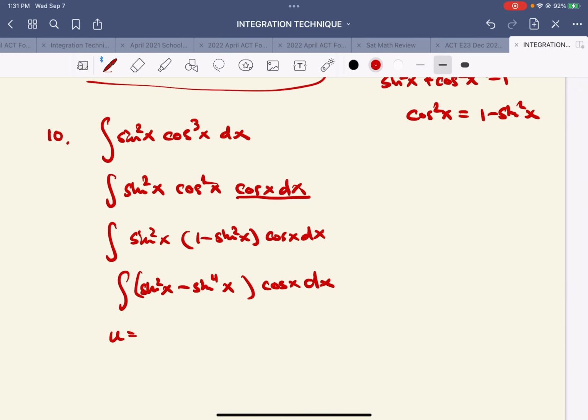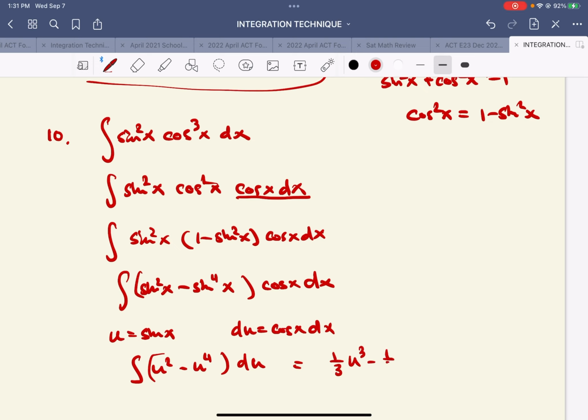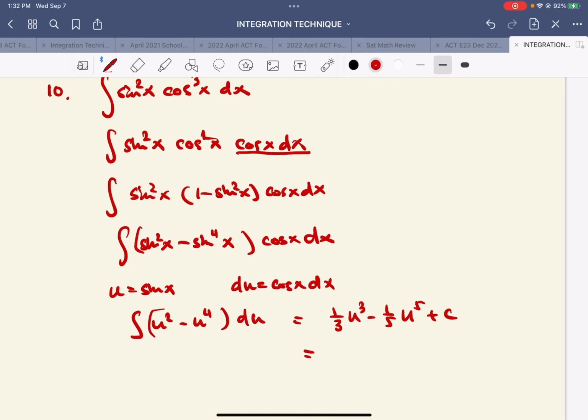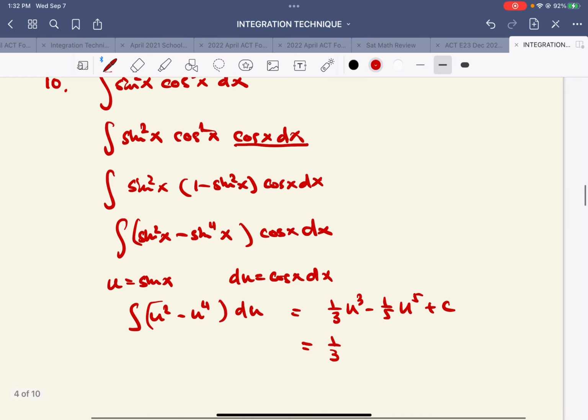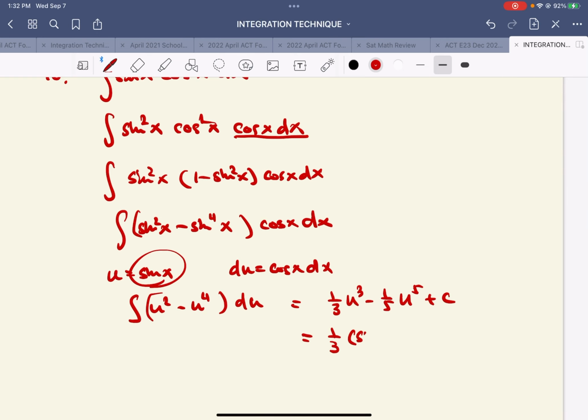So let's say u equals sine x. Then u squared minus u to the fourth power, and du equals cosine x dx. So that one is du. Okay. Now, so 1/3 u cubed minus 1 over 5 u to the fifth plus c. So you substitute back. So 1/3, u was sine x here. So sine x cubed minus 1 over 5 sine x fifth power plus c. That should be your answer.